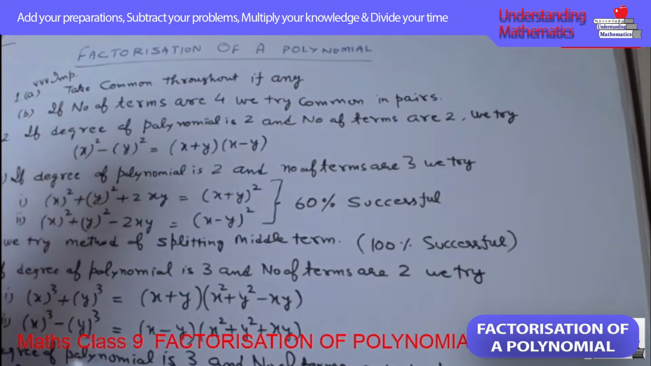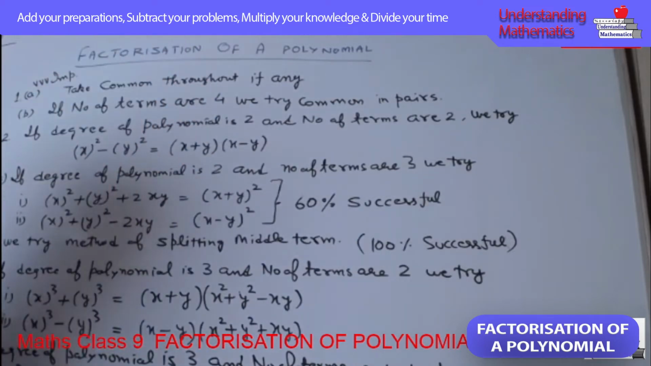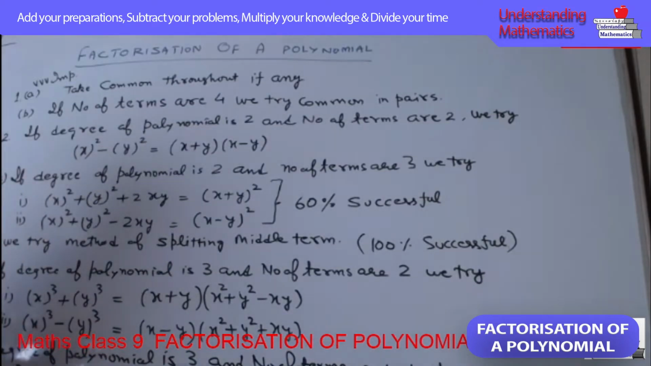Welcome students. Today we will study factorizing of a polynomial. Factorizing of a polynomial, when we say, it means any degree polynomial. It may be degree 1, degree 2, degree 3, degree 4. It is a class 9 topic, factorizing a polynomial.